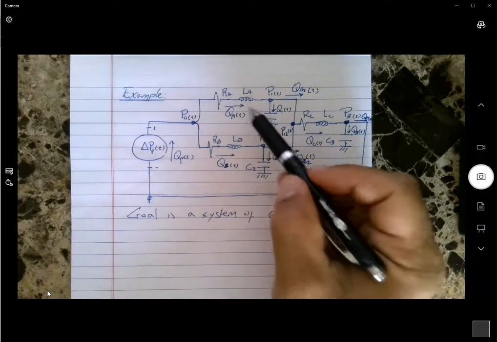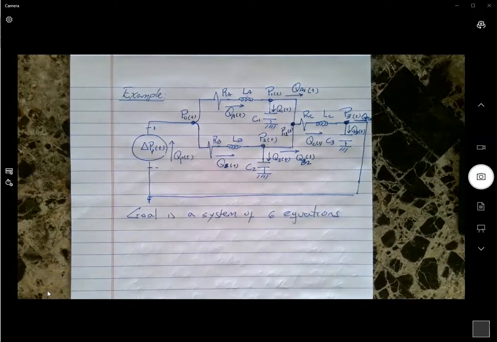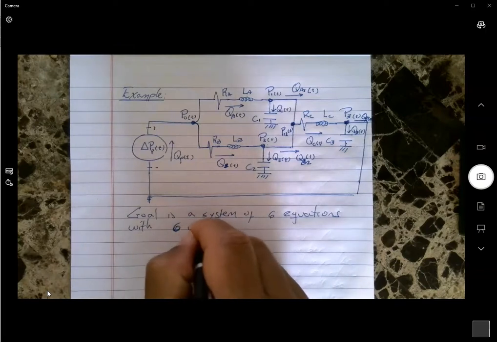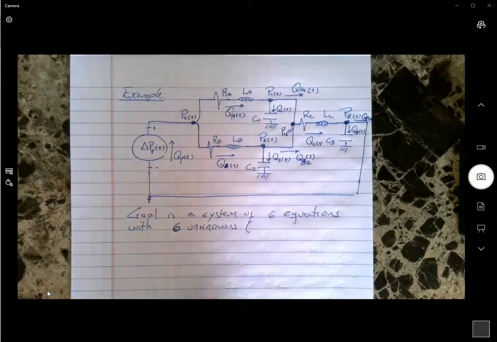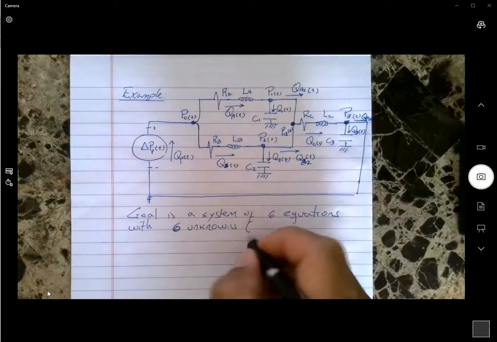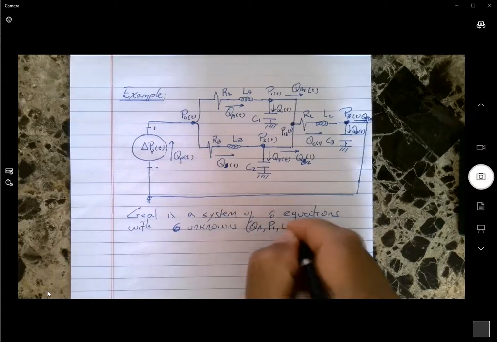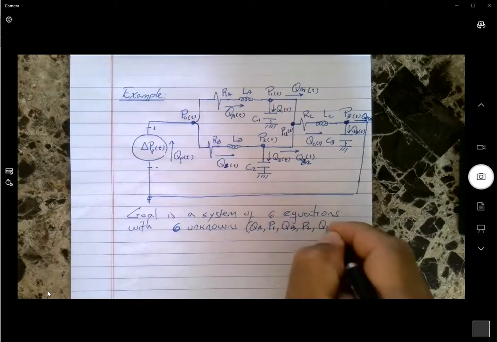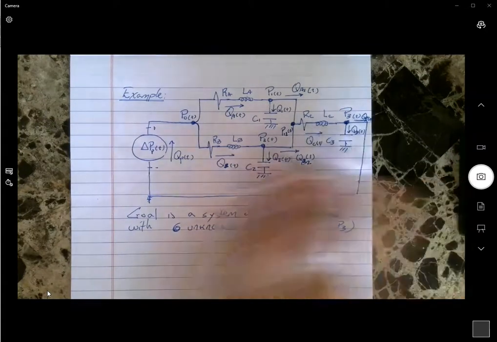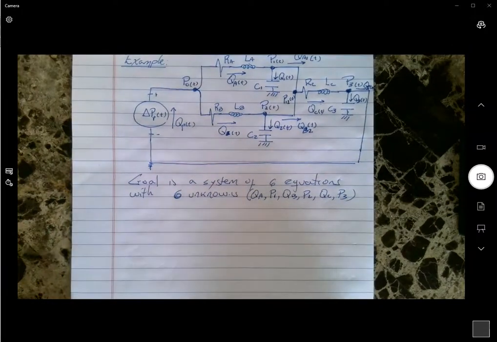Again, 6 equations because we have 1, 2, 3 inductors and 1, 2, 3 compliances or capacitors. So at most, we can produce 6 equations with 6 unknowns. And these unknowns are essentially the flows and the pressures associated with each of the inductors and each of the capacitors. So ultimately, what we want is a set of equations for QA, P1, QB, P2, QC, and P3. Okay, so this flow, this pressure, this flow, this pressure, this flow, this pressure. The other ones are going to be eliminated by reduction using the methodology of KCL and KVL.